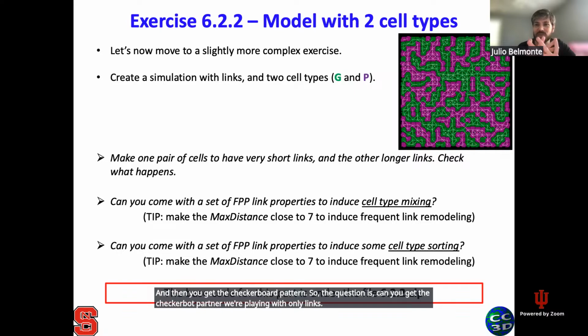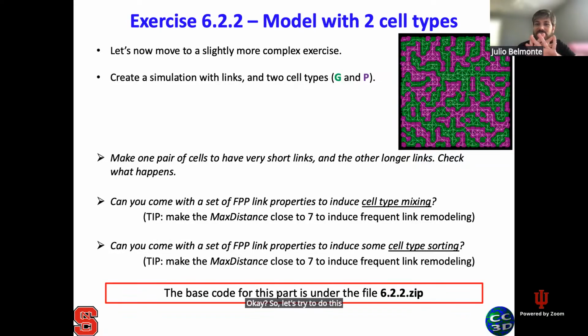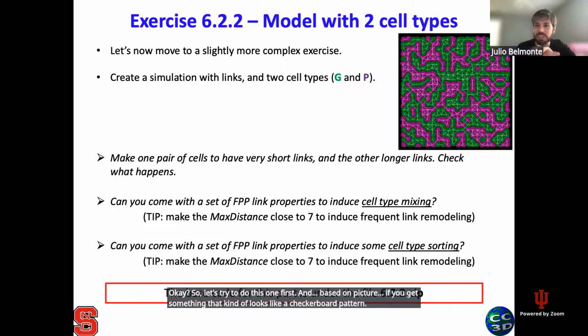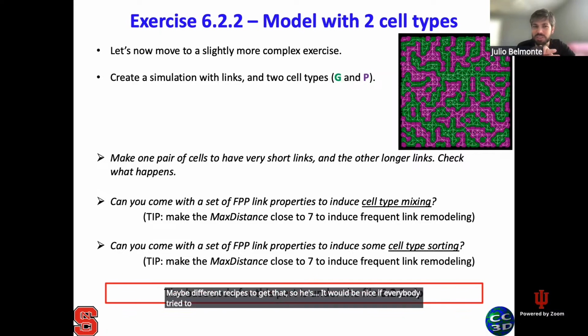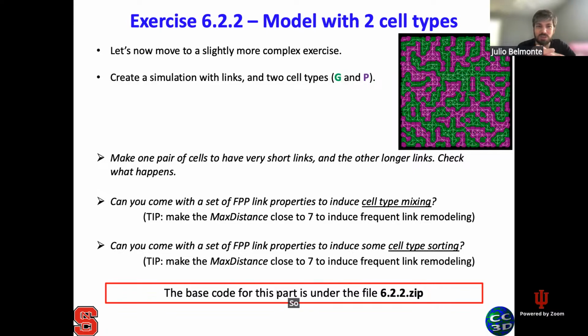Okay, so let's try to do this one first, and post a picture. If you get something that looks like a checkerboard pattern, please paste it in the chat and tell us what you did. Maybe there are different recipes to get that. It'll be nice if everybody tries to participate and contribute. So let's try to get cell type mixing by just changing the parameters.